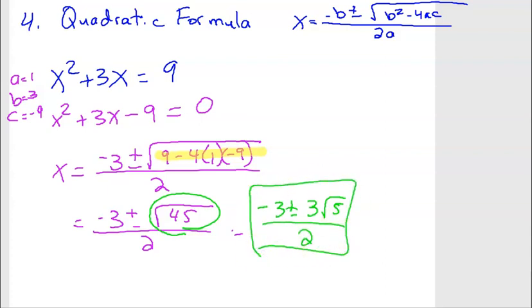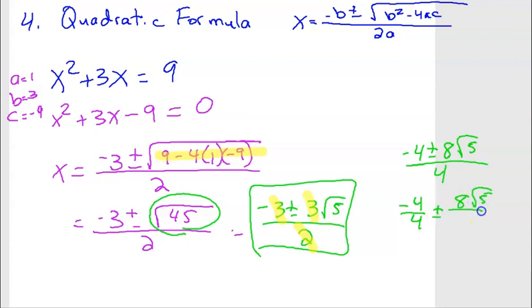Now let me rehearse something with you. If something can be divided, always look at these three numbers. If all three numbers can be simplified, then you want to simplify it. So if it said something like negative 4 plus or minus 8 square root of 5 divided by 4, well, then think of it this way: negative 4 divided by 4 and 8 square root of 5 divided by 4. The reason it's a big long division bar is because both of them are being divided by 4. And then, of course, you would simplify that.